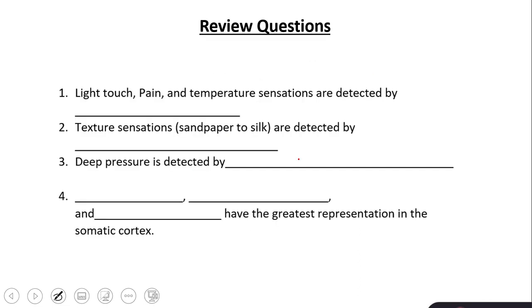Let's go now with some review questions. Light touch, pain, and temperature sensations are detected by our free nerve endings. Texture sensations like sandpaper to silk are detected by the Meissner's corpuscles. Deep pressure is detected by the deep corpuscles, Pacinian corpuscles.